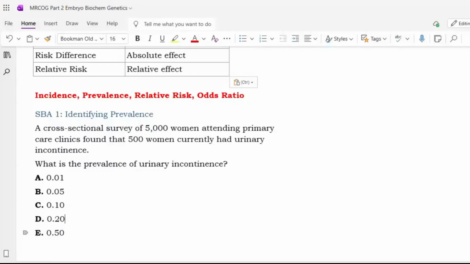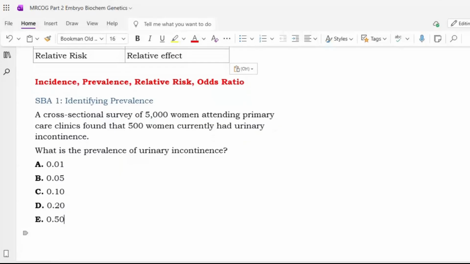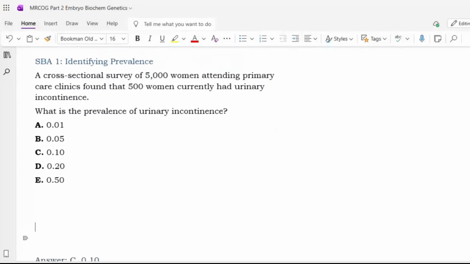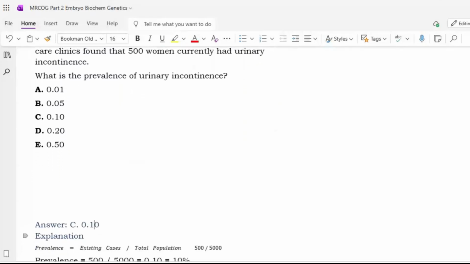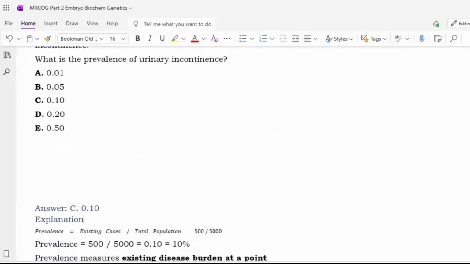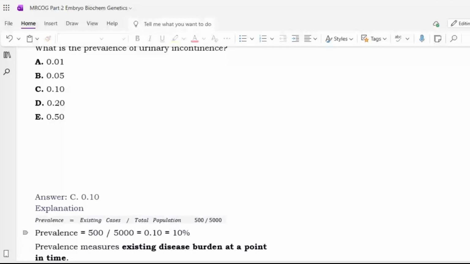Calculate. What is there in the numerator? What will be in the denominator? Prevalence they are telling. 500 will be in the numerator and 5,000 in the denominator. 500 divided by 5,000, the answer will be 0.1. Please be very careful about the decimal point in the examination. 500 divided by 5,000 will be 0.1 or 10%.